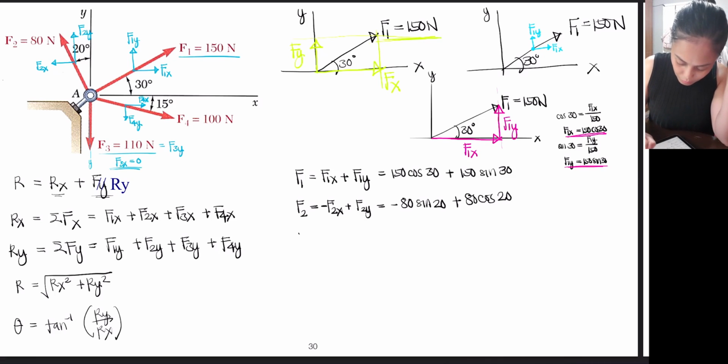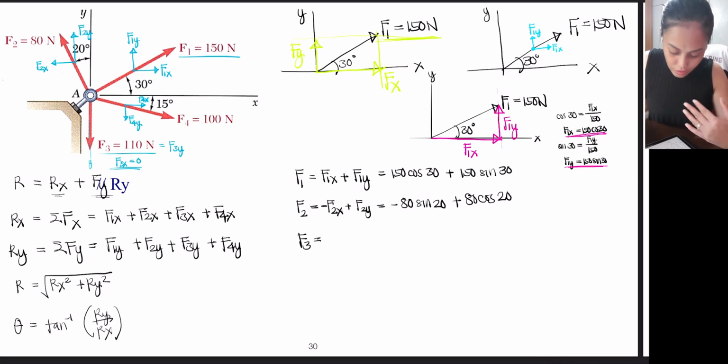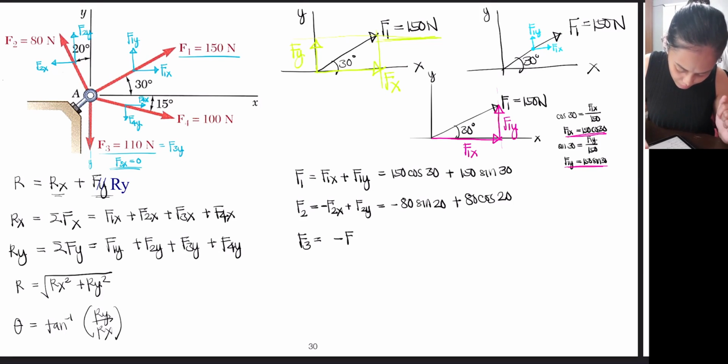Then, let's proceed with F3. F3, kung tanaw na to, wala siya component along x. So, ang iyang component lang is negative F3y, or this is negative 110 newtons.